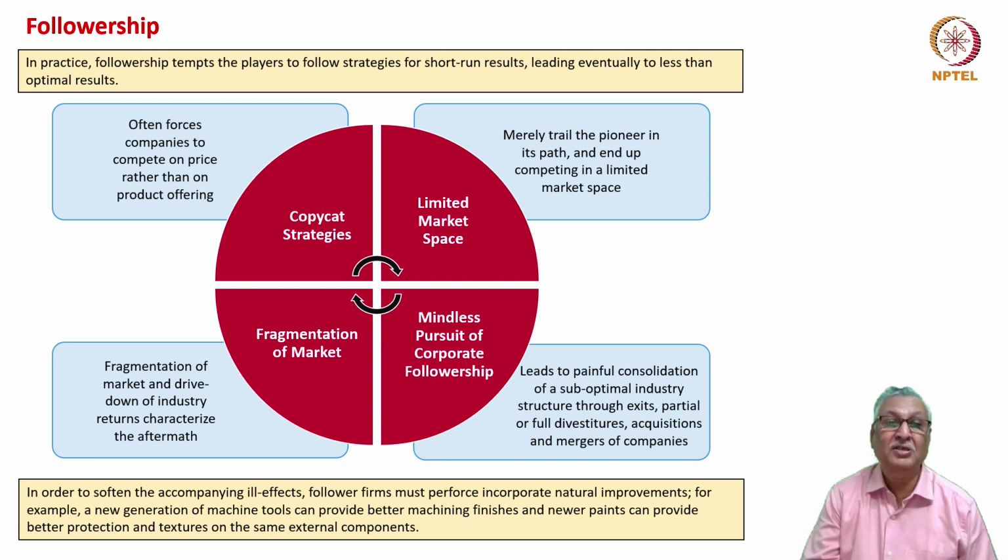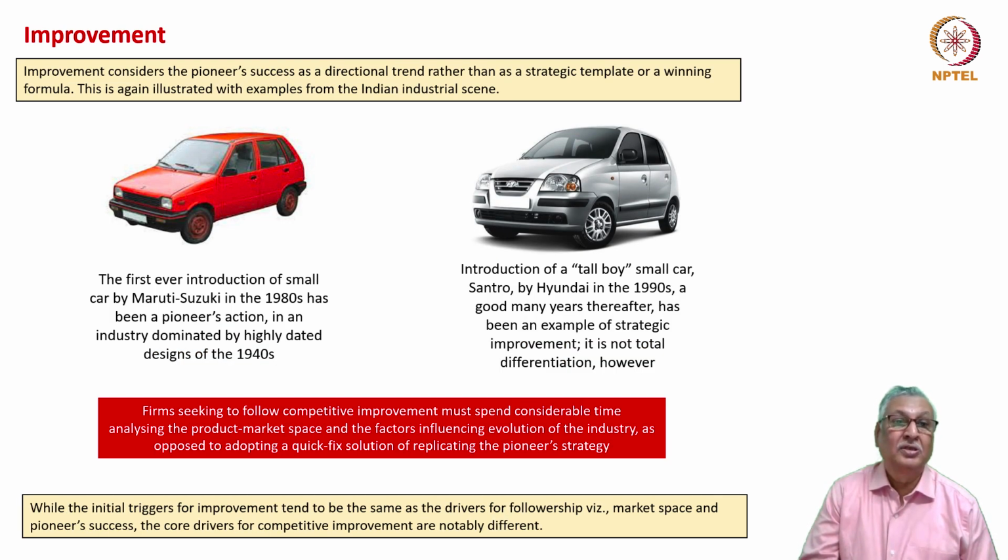In order to soften the accompanying ill effects, follower firms must do something which is different, and that something is incorporation of the natural improvements. A new generation of machine tools can provide better machining finishes, and newer paints can provide better protection and textures, as an example. And this will be able to distinguish followers from complete copycats. Improvement considers the pioneer's initial success as a directional trend rather than as a strategic template. It doesn't consider that only that way is the only way to win in the marketplace.